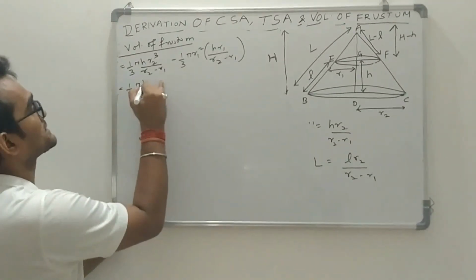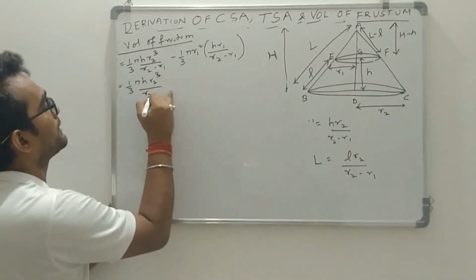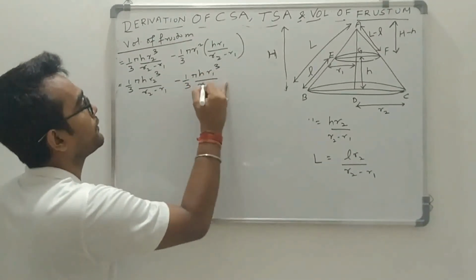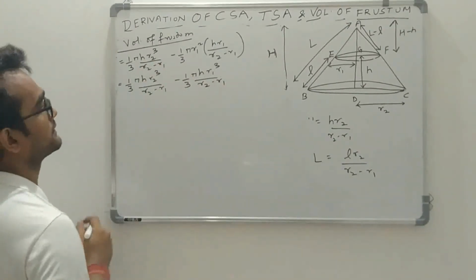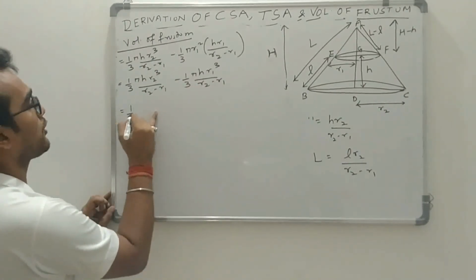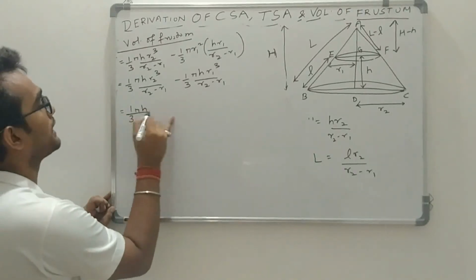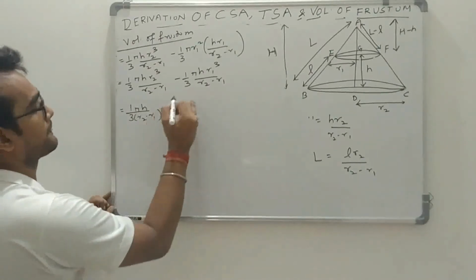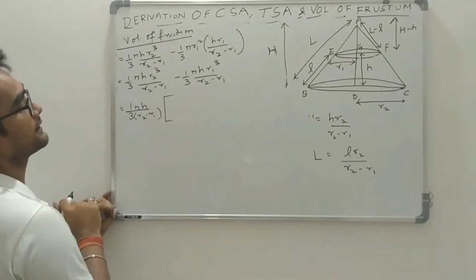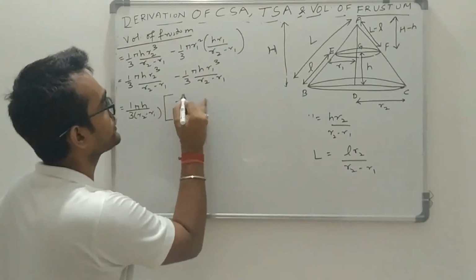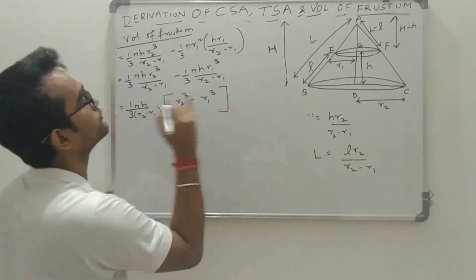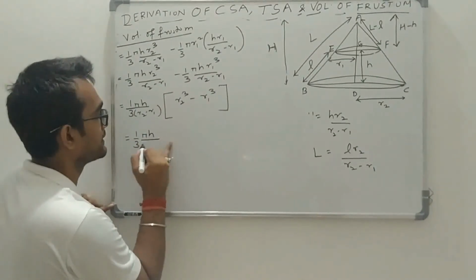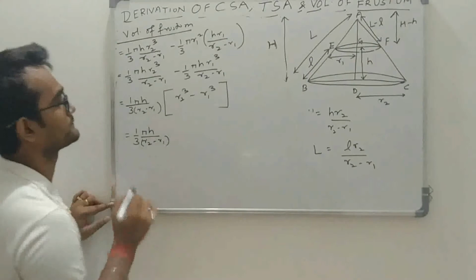I will open the bracket. r2 cube upon r2 minus r1 minus 1 by 3 pi h r1 cube upon r2 minus r1. From these two, I will take common 1 by 3 pi h upon r2 minus r1. After taking this common, I will get r2 cube minus r1 cube. So this is 1 by 3 pi h upon r2 minus r1.